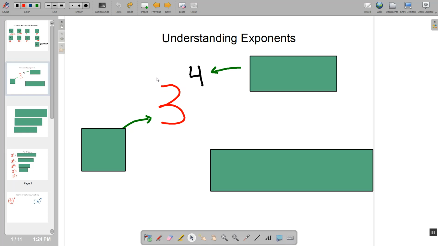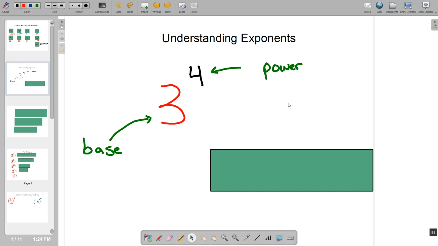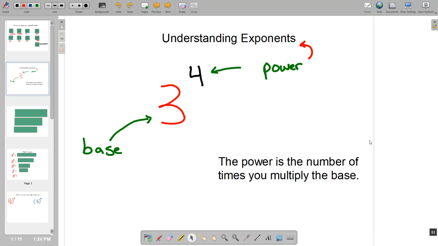So what we have right here is 3 to the 4th power, okay? The 3 is what we call the base. The 4 is what we call the power, or it's also called the exponent. So this would be 3 to the 4th power. And what that means is that the power is the number of times you multiply the base times itself. So the power is like a counter.